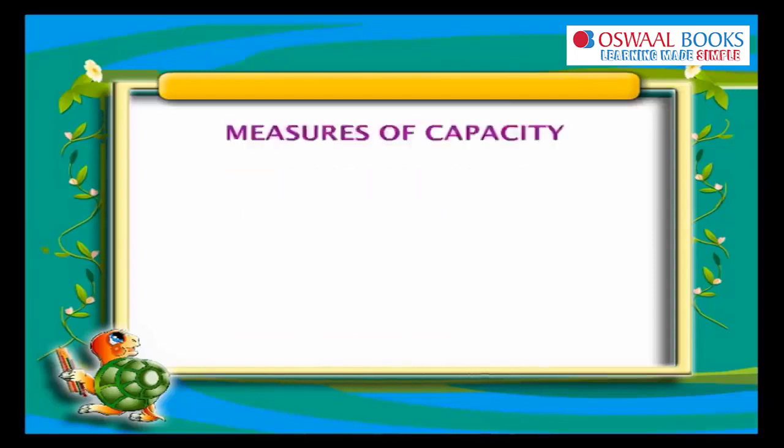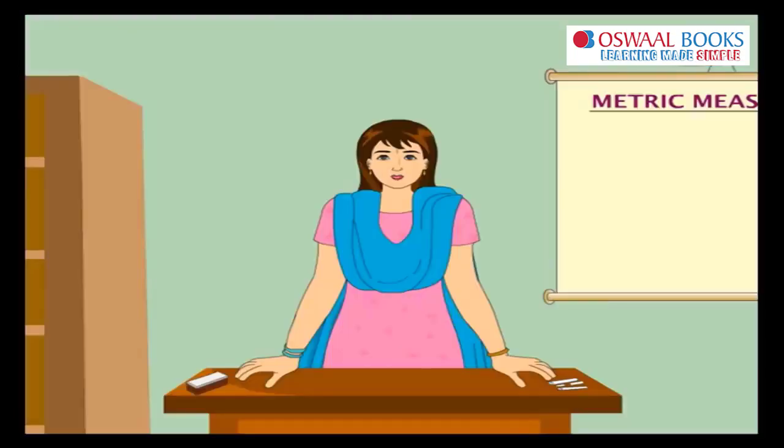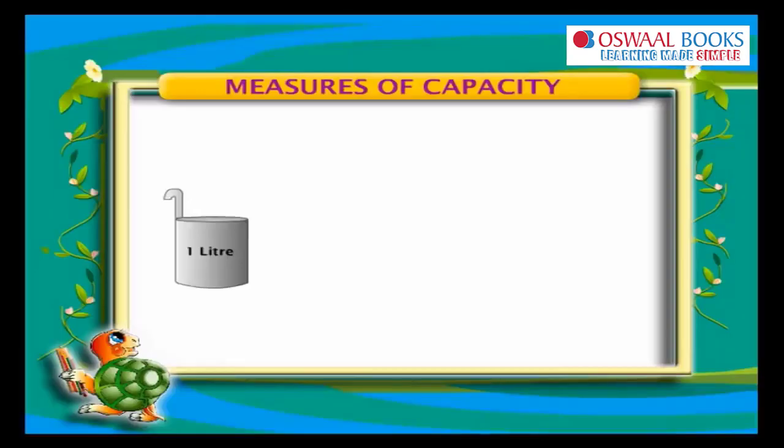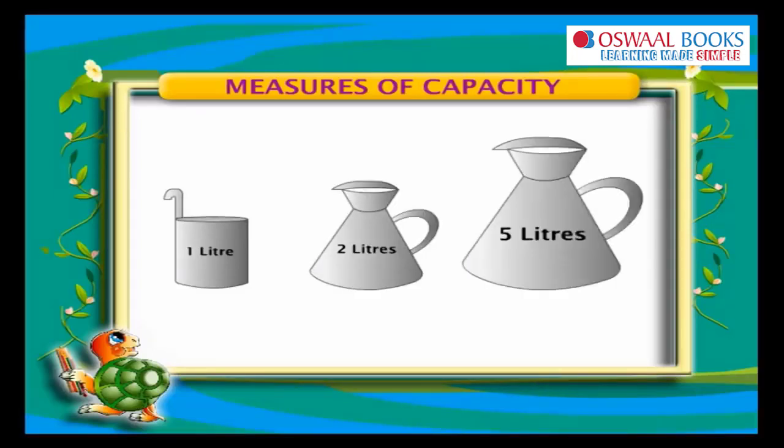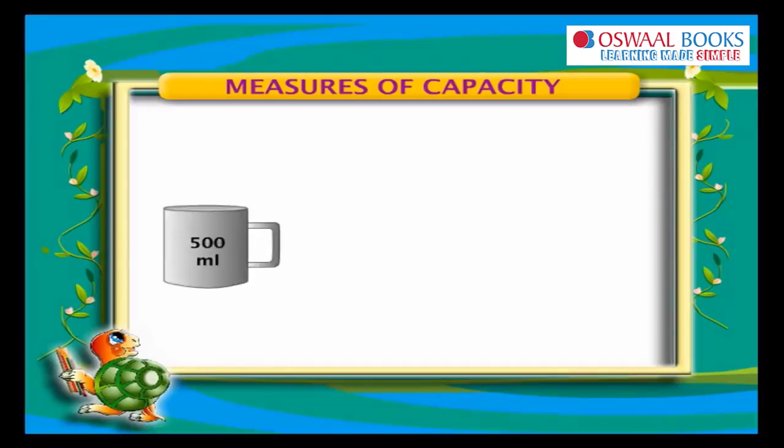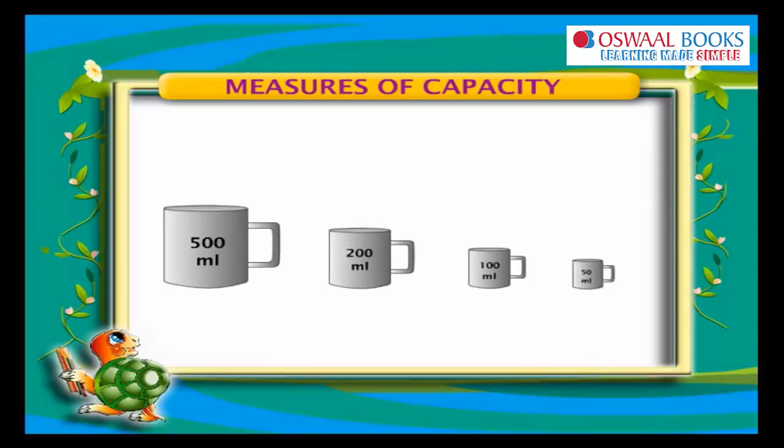Measures of capacity. Liquids like milk, oil and water are measured in liters. Liters is the unit of liquids. Large quantities of liquids are measured in liters and small quantities are measured in milliliters. The measure cups are generally in 1 liter, 2 liters, 5 liters, and so on to measure liquids in large quantities. The small measure cups are in 500 milliliters, 200 milliliters, 100 milliliters, and 50 milliliters.